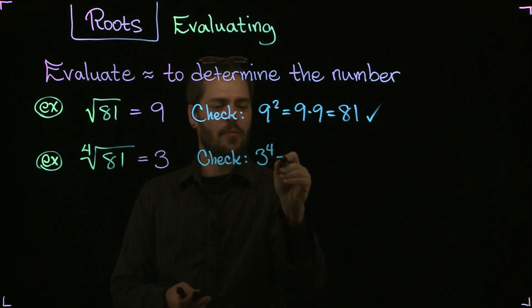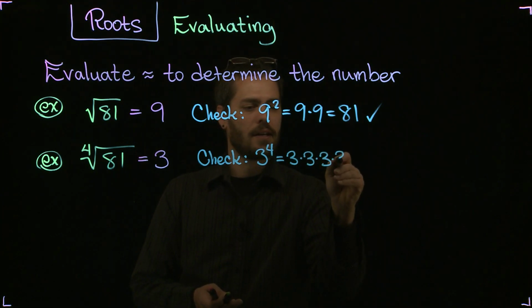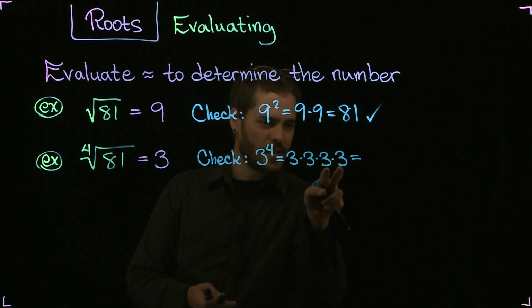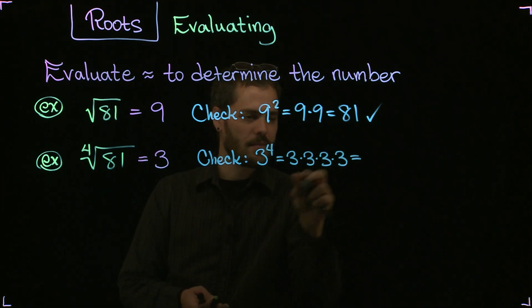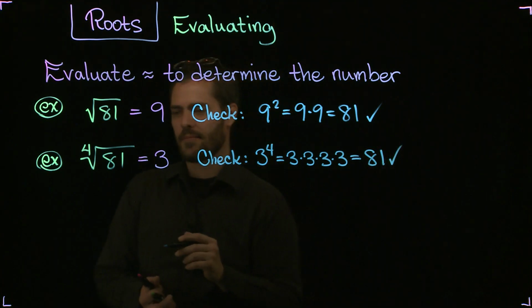3 to the 4th power is 3 times 3 times 3 times 3, which is, notice that this is a 9, this is another 9, so you could say that's the same as 9 times 9. Yep, 81. It checks out.